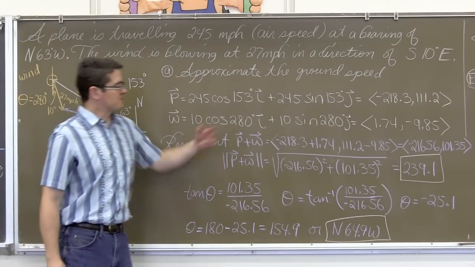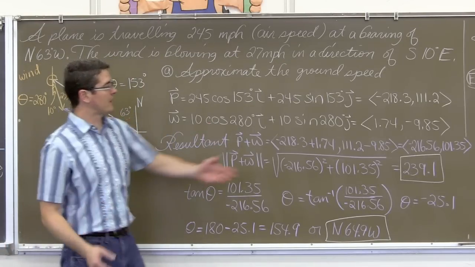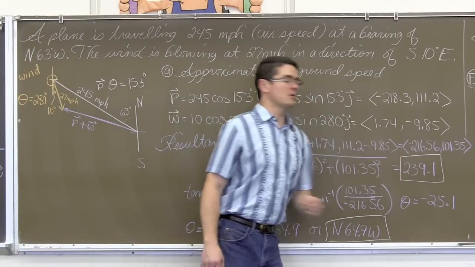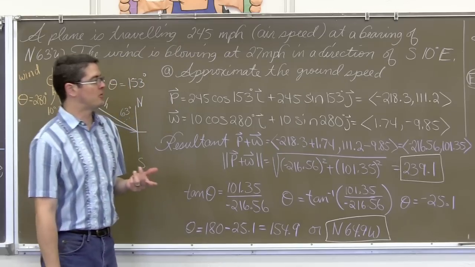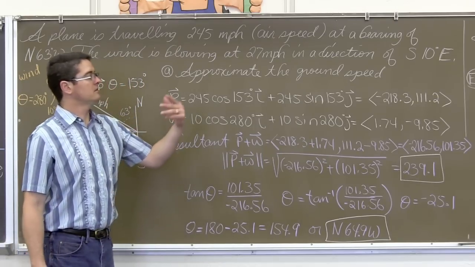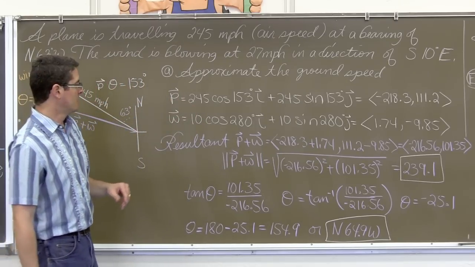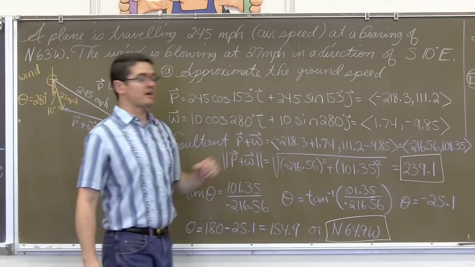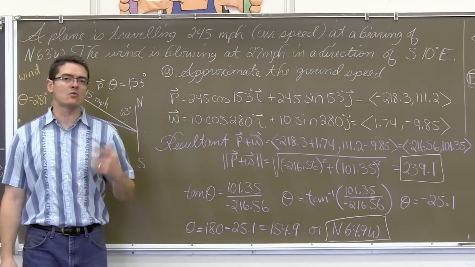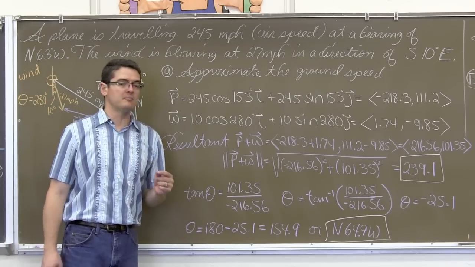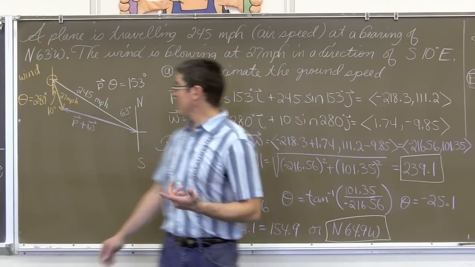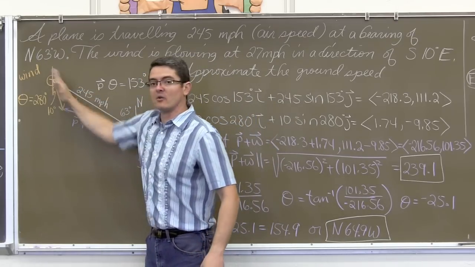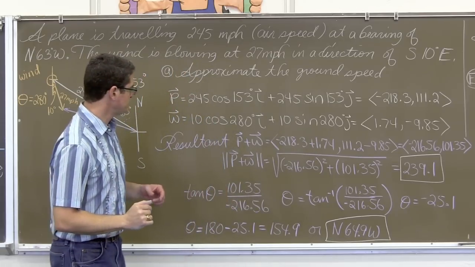So, the resultant of two vectors, when you have them in component form like we have them here, again, is add the a's, add the b's. So, our resultant vector is negative 216.56, comma, 101.35. The magnitude of that vector, again, if you have your vector in component form, you're just working through the Pythagorean theorem. So our final speed, our ground speed, is 239.1 miles per hour, which should make sense, because if you see the way this vector is drawn for the plane, the wind is fighting it a little bit, which is going to slow that plane down some.